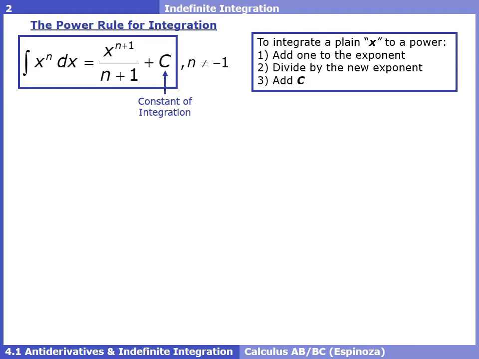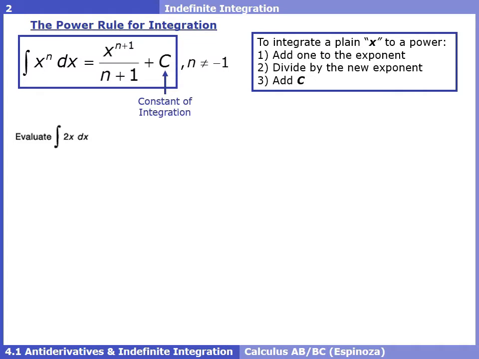Just a little recap of the steps you'll do here. If you ever want to integrate a plain x, and that's the key, it's got to be plain, we can't see stuff to a power, then all we need to do is add 1 to the power, divide by the new power, and add a plus c, or add c to the end of that. So let's go ahead and try this little power rule of integration.